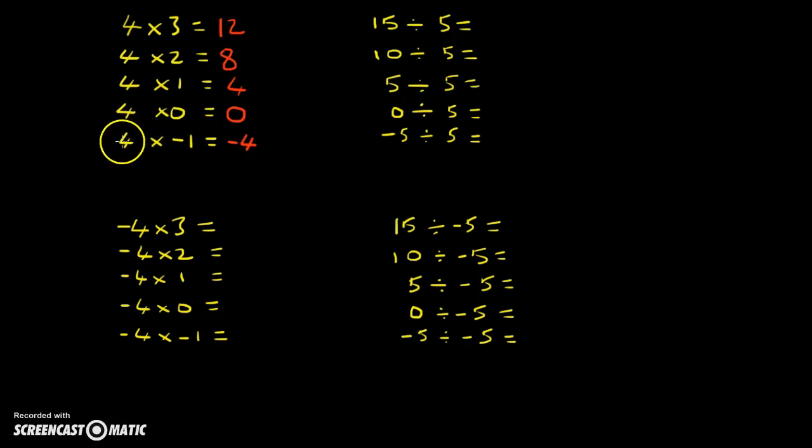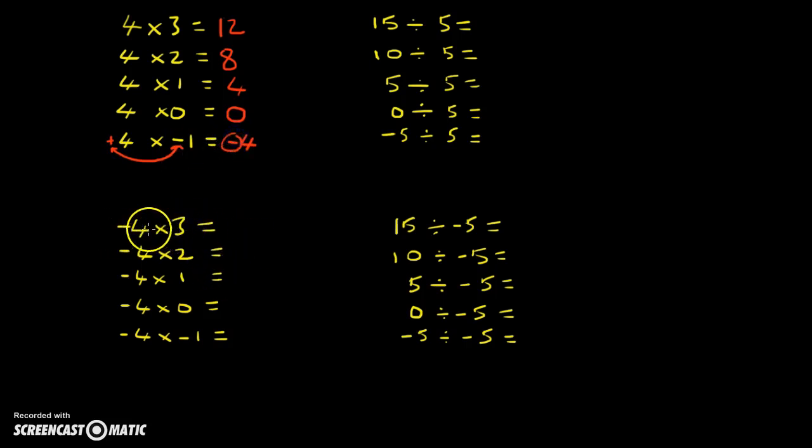So if we look at this, 4 multiplied by negative 1 is negative 4. So that's essentially a positive 4. So a positive multiplied by a negative gives us a negative.